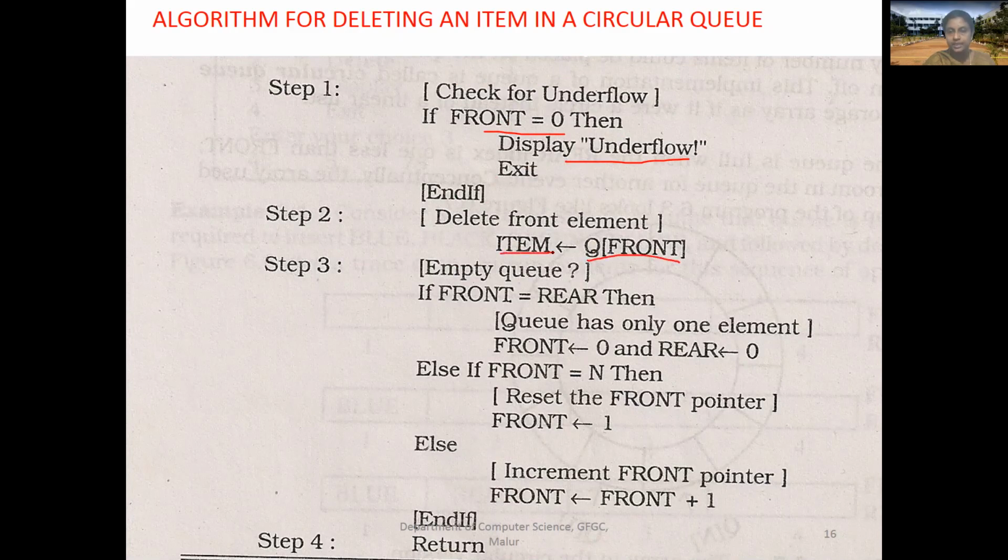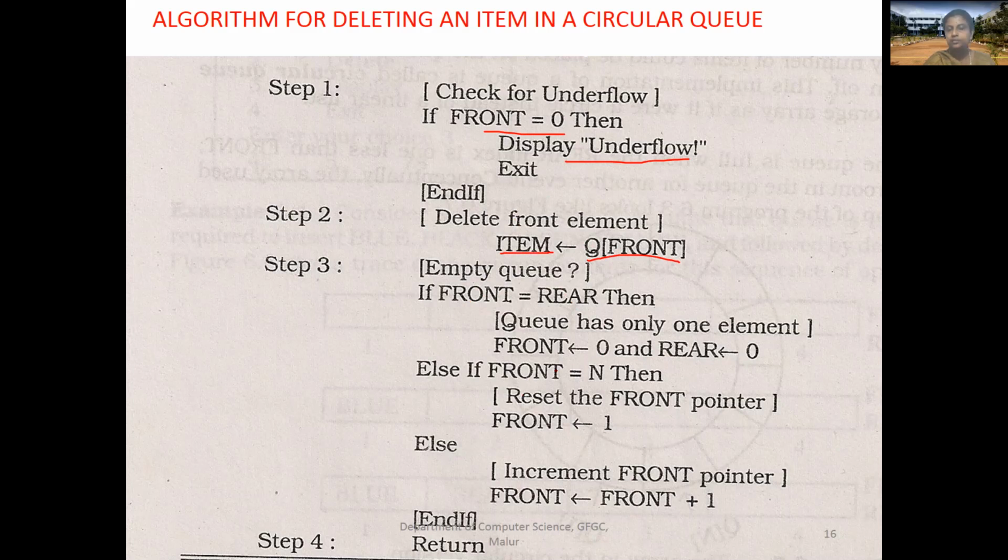That will be taken as item. Then you check whether front is equal to rear. If the front value and rear value are the same, it means the queue has no element. Both are the same, so there is no element. You can set front to 0 and rear to 0.